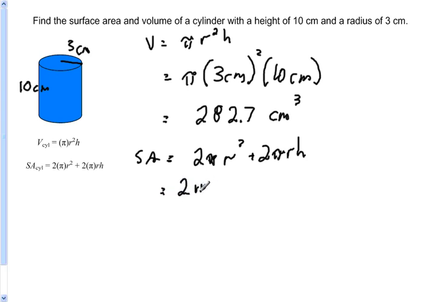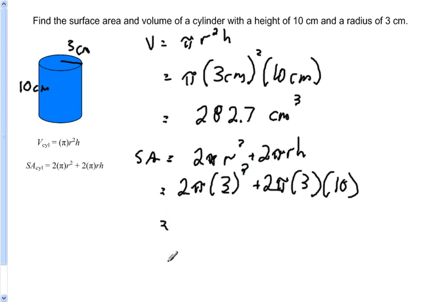2 pi. Our radius in this case is 3, and I'm just going to put the numbers in this time. You can put the units if you like. Plus 2 pi, radius is 3, height is 10. And if I go to my calculator, oh, I forgot my squared here. Don't want to forget that. When I put that all in the calculator, I'm going to get 245.0, and because we're dealing with area, it's centimeters squared units. So pretty straightforward. We just take the formula and plug in the values as we go.